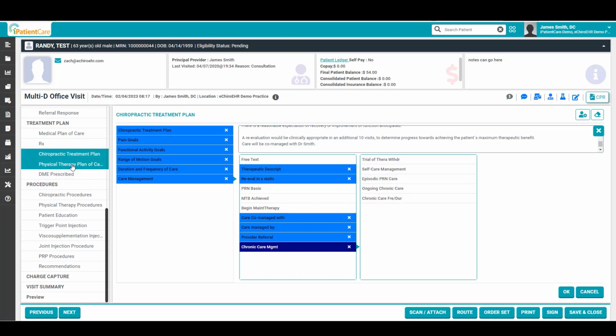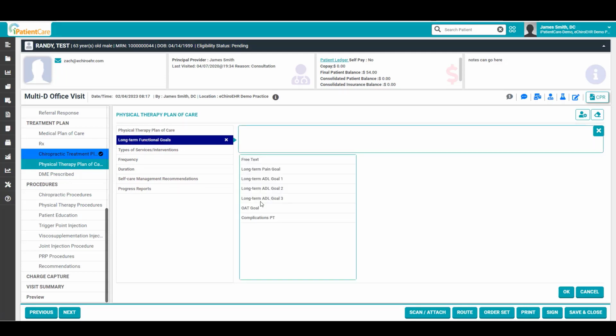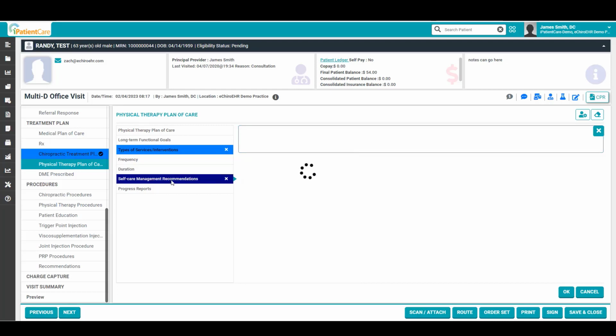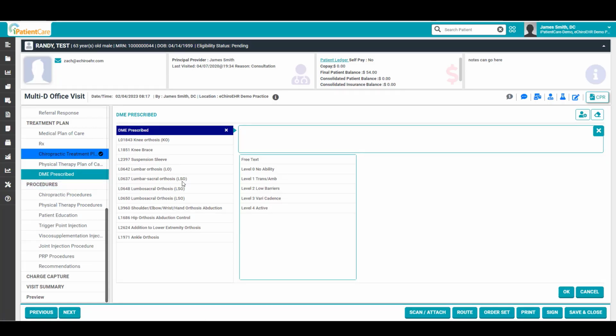Similar for physical therapy plan of care, Medicare lays out the documentation requirements for long-term functional goals, types of services and interventions, frequency, duration of care, and self-care management recommendations, in addition to progress reports that are important on a periodic basis. And then finally, within the treatment plan approach, the DME prescribed section helps document those specific durable medical equipment prescriptions for the patient are completed accurately.